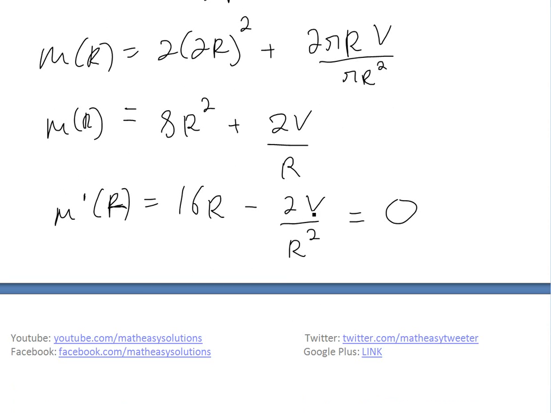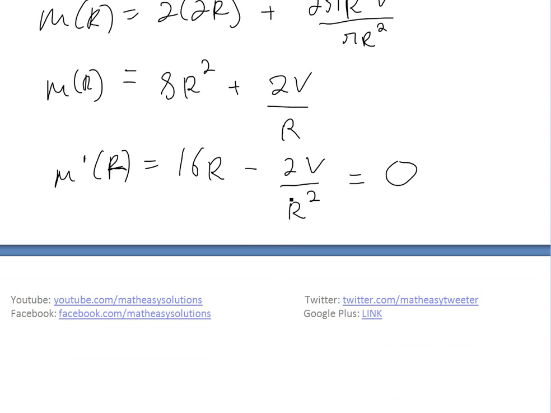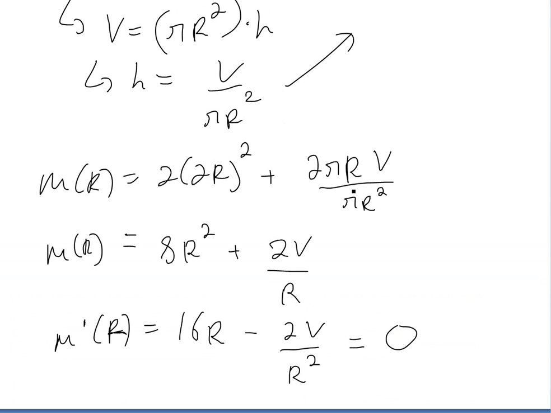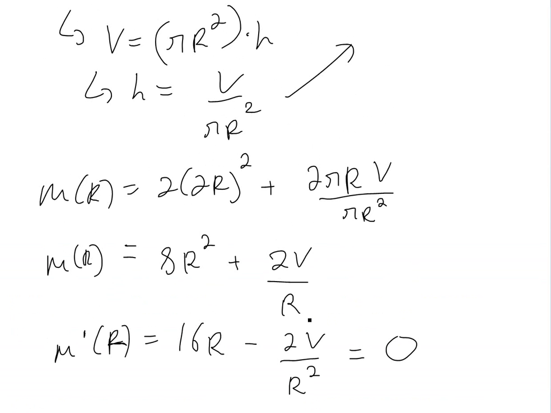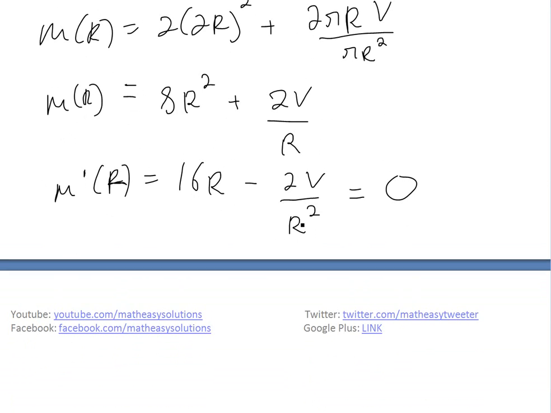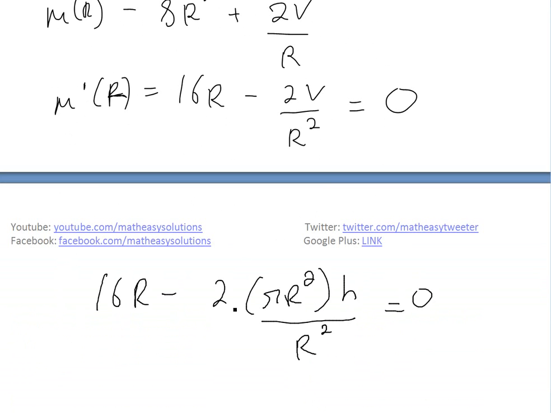So we have this one here, and now we set it equal to 0 just to find a critical point. Then we could solve this, and from this we just plug v back in, so we'll have h and r. If we plug that back in, we're going to get 16r minus 2. This is the volume here. Yeah, the volume is pi r squared times h in this case.